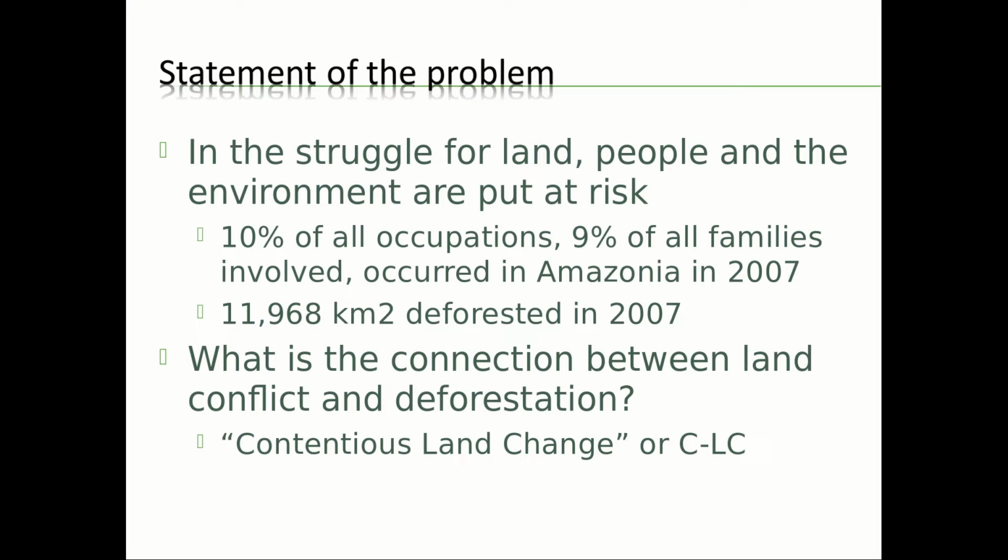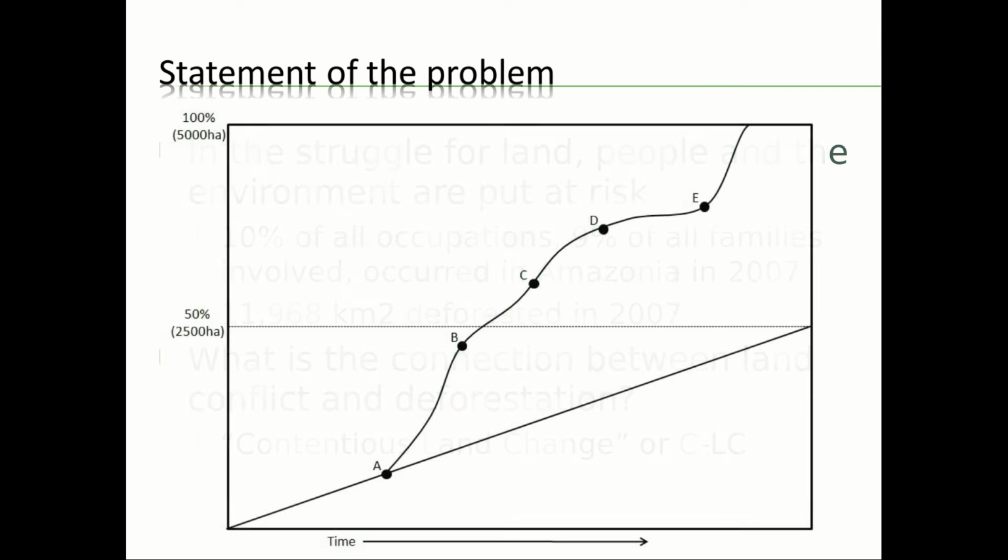Here's the problem, though. In the struggle over land resources, people and the environment are put at risk. Of all occupations, land conflicts that happen in the Amazon, I just realized some of these are obsolete data. It's actually been closer to 20% of all families involved in land reform. I've done so in the Amazon, and lots and lots of forest has possibly fallen because of this land reform effort. And so the question is kind of what's the connection between land conflict and land deforestation? And this is what I call contentious land change.